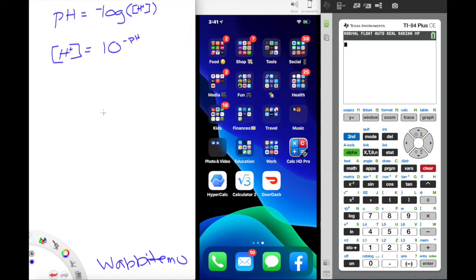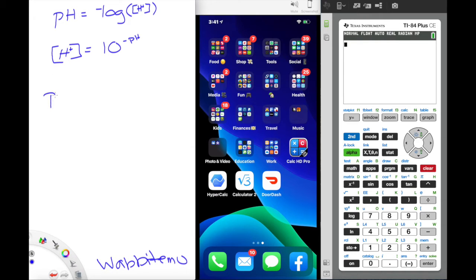Okay, so let's go ahead and get started. With pH calculations, we have these two formulas. This first one is going to allow us to calculate what the pH is if we're given the hydrogen ion concentration, and this second one down here allows us to calculate the hydrogen ion concentration if we're given the pH. So, for example, we're going to work with this first equation up here.